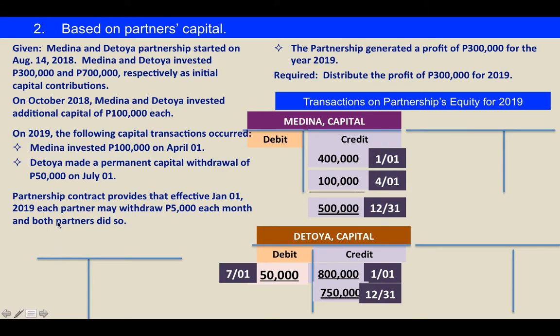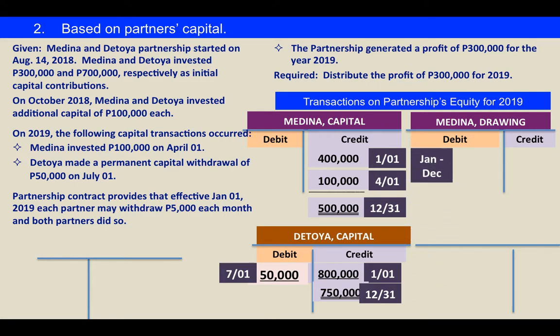Okay, there is information here that the partnership contract provides that, effective January 1st, 2019, each partner may withdraw 5,000 each month, and both partners did so. So let us take a look at the withdrawal, and that withdrawal is reflected in the drawing account of Medina and De Toya. So from January 1st to December, there will be 5,000 for each month.